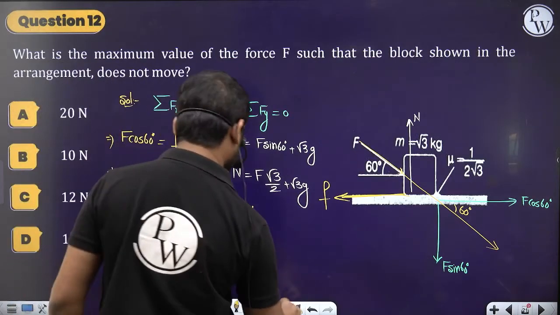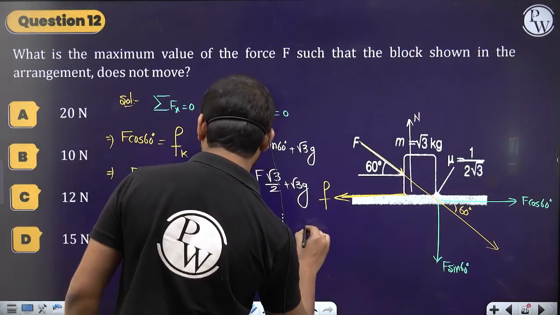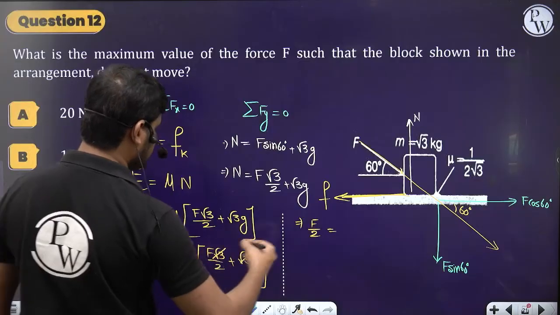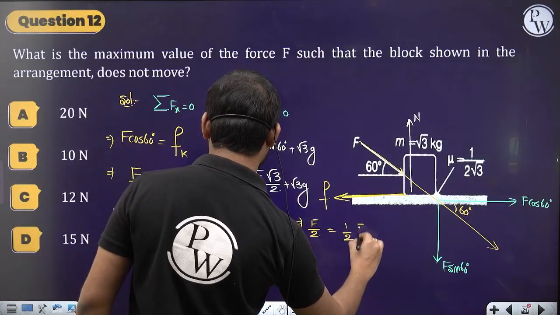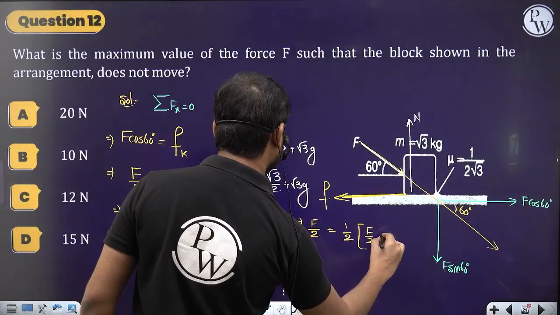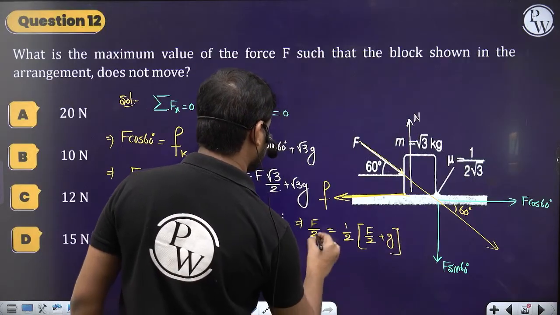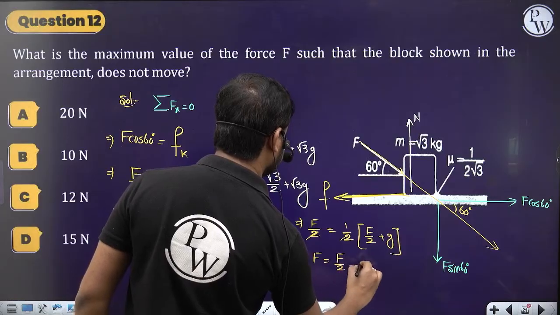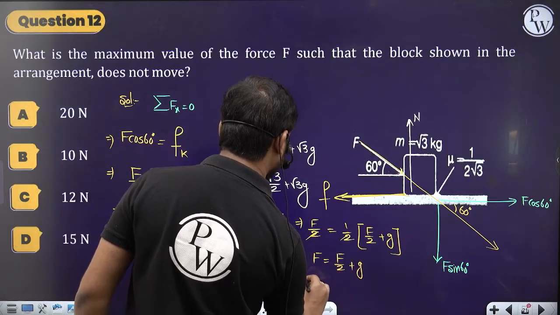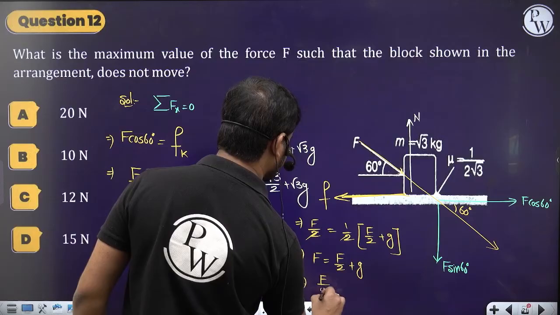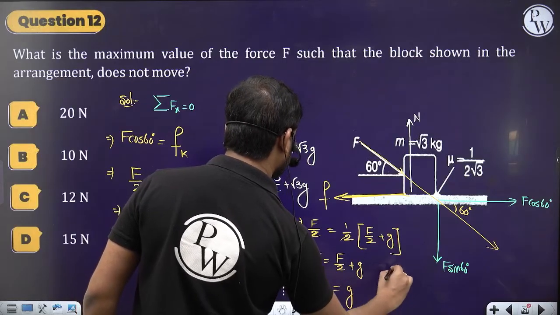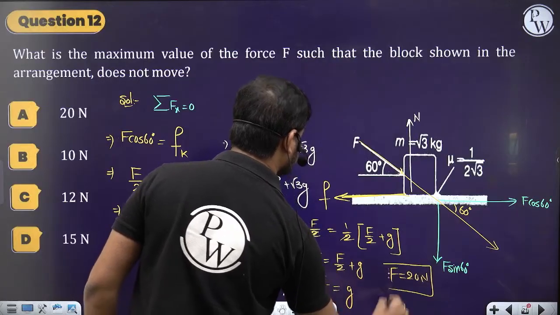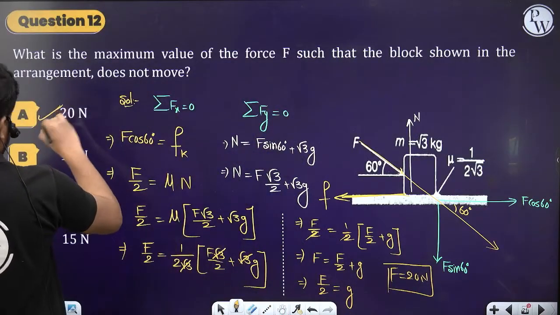So from here, let's do further. So we can get f by 2 is equal to 1 by 2 into f by 2 plus g. So here 2 cancels. So f is equal to f by 2, sorry, plus g. So f minus f by 2, which is f by 2, is equal to g. So then f is equal to 2g, which is nothing but 20 newtons. So f is equal to 20 newtons.